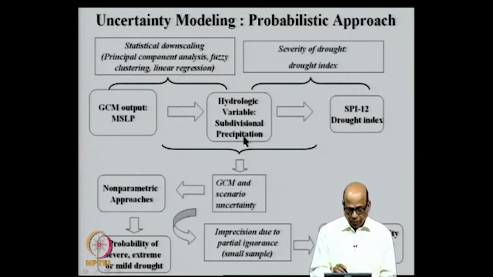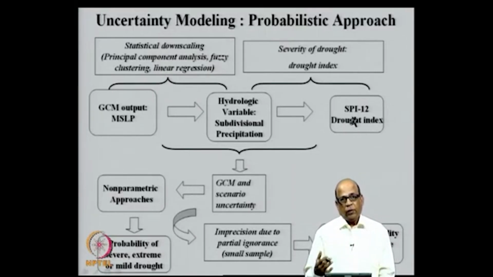From this we get the subdivisional precipitation. In this particular case, we are talking about Orissa subdivisional precipitation, as I will show you presently. From this we get what is called the standardized precipitation index of 12-month scale, and that is what we use as drought index, and we address the GCM and scenario uncertainty by fitting probability distributions to the SPI 12, and then we address several levels of uncertainties.